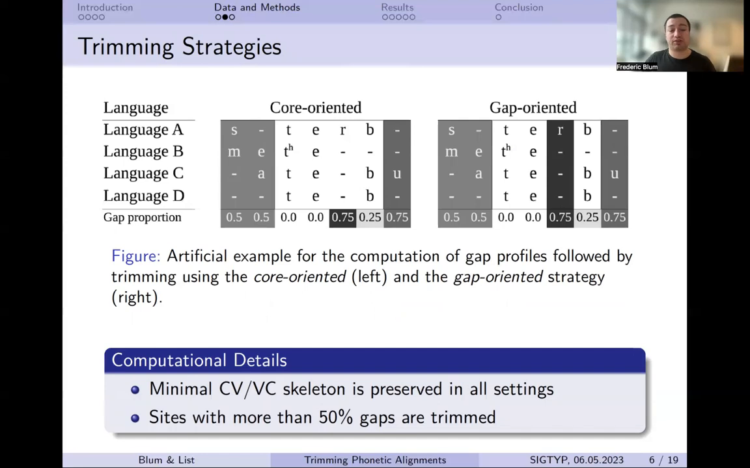First, in all cases, we do preserve a minimal CVVC skeleton, that is a minimum structure of 1 consonant and 1 vowel that has to be preserved in our cognate sets. We do this in order to reduce chance resemblances and to exclude very short alignments that could be just a coincidence. Further, the gap-oriented and the core-oriented trimming are distinguished by either removing all sites that have more than 50% gaps, which is the case in the gap-oriented trimming, or by preserving a core as done in the first model.